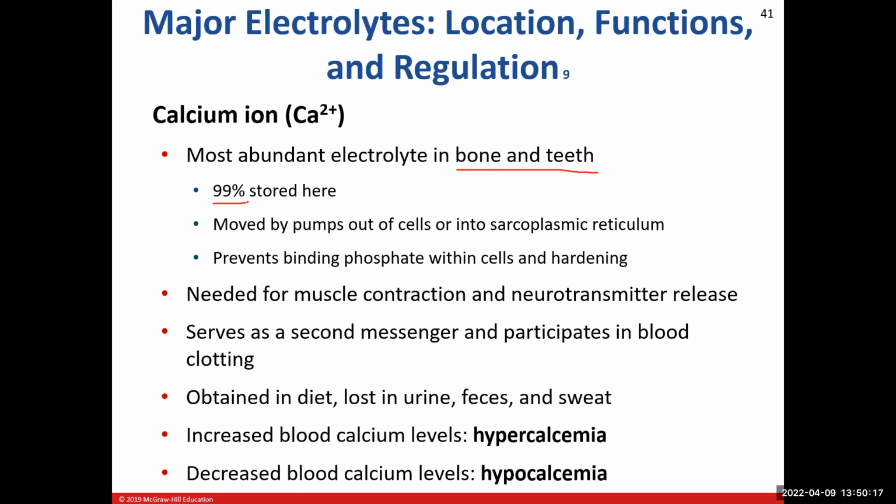That's quite a bit. Then calcium is going to be found outside of our cells in the interstitial fluid, or it'll be found locked away in the sarcoplasmic reticulum of our muscle cells. And one of the things that's important about calcium is that it helps to prevent phosphate from hardening inside of our cells.